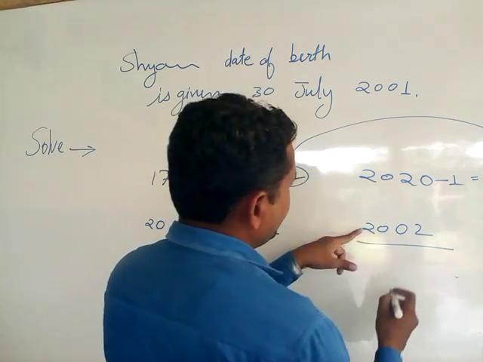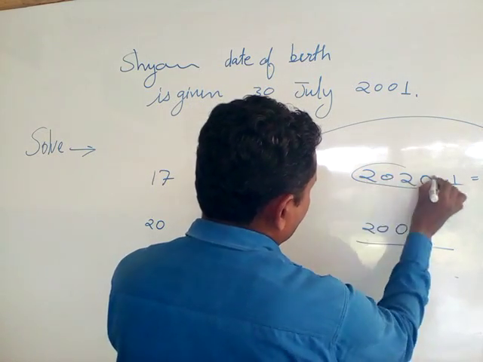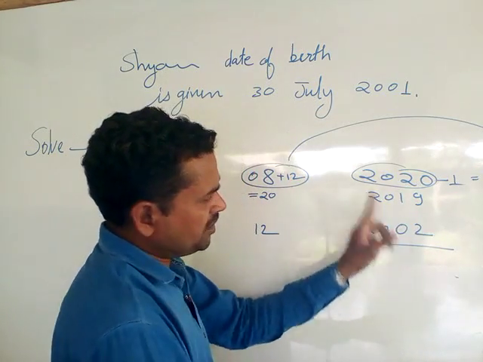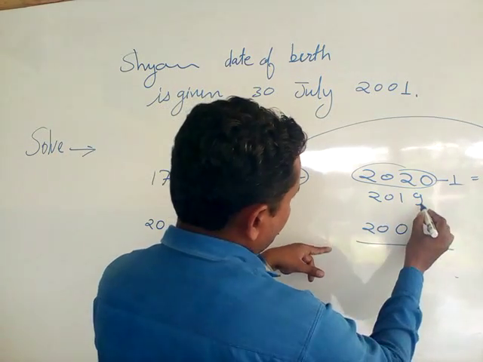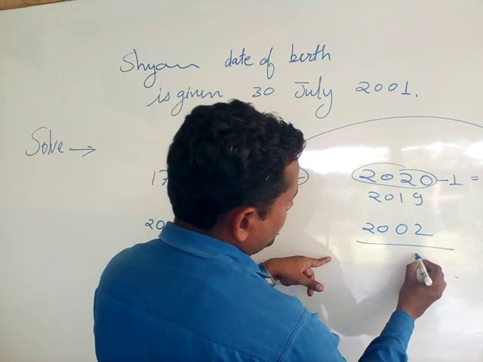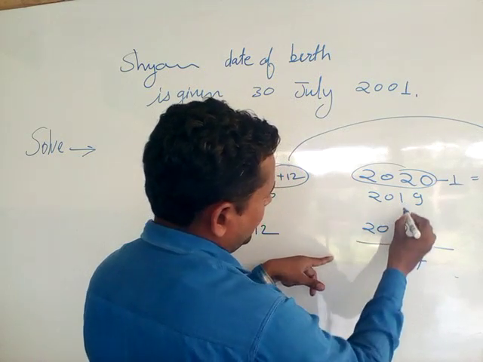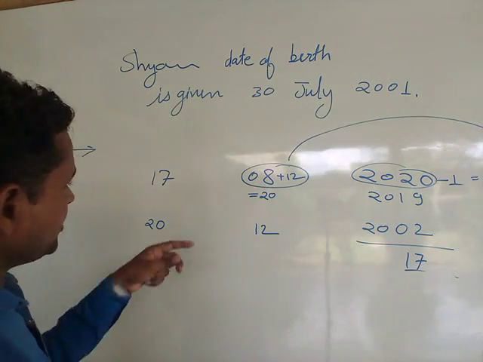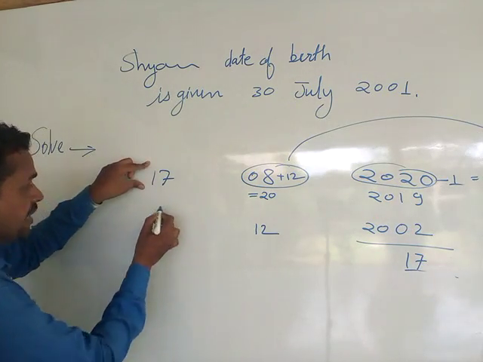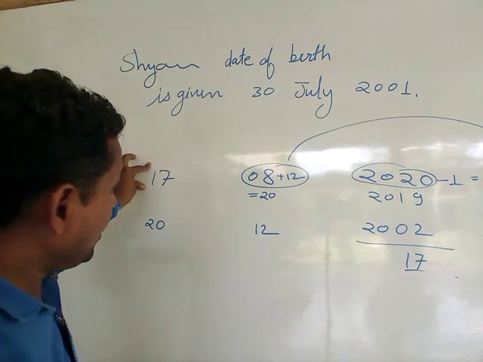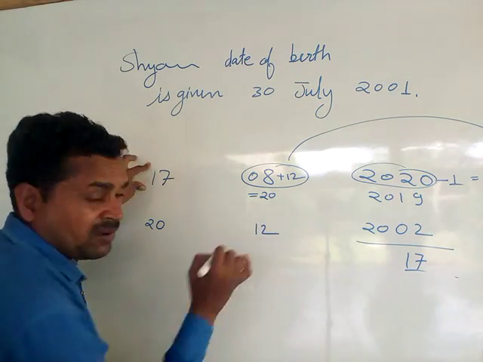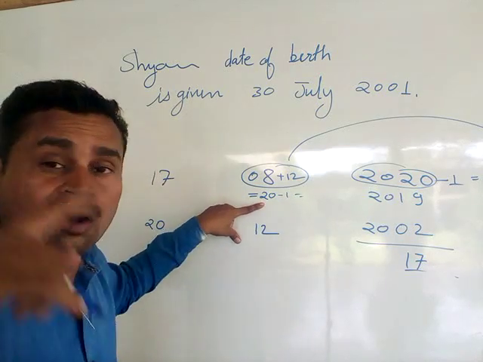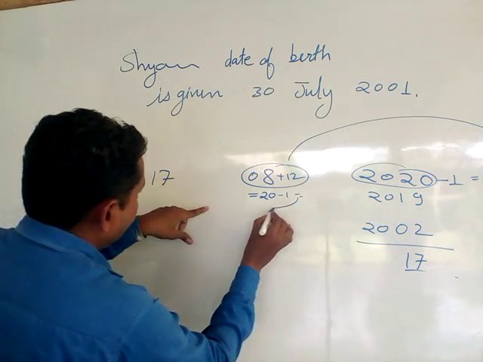So now we deduct here. It will be 2019. The subtraction of this number gives 9 minus 2 is equal to 7, and 1 is equal to 17 years. Next, 20 cannot be deducted from 17. So what will be done? There are 20 months, so we deduct 1 month from here. 1 month is equal to 30 days, and 30 days will be added here.